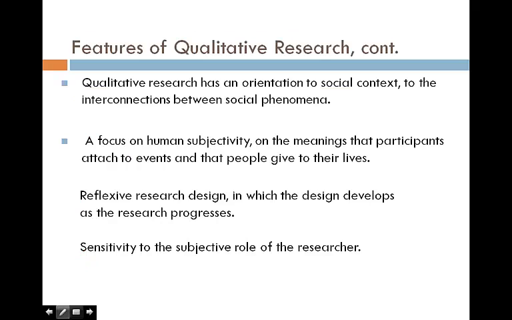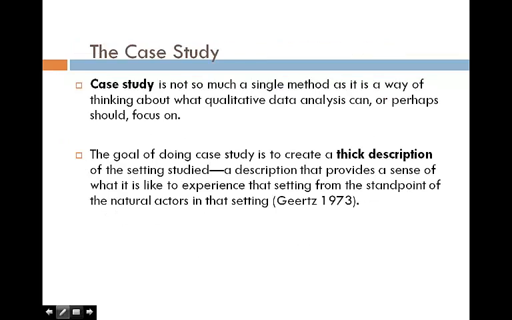Qualitative research methods have an orientation to social context, to the interconnection between social phenomena, a focus on human subjectivity, on the meanings that participants attach to events that people give to their lives. Reflexive research design is another feature, in which the design develops as the research progresses. Also, sensitivity to the subjective role of the researcher. These are the features of qualitative research.